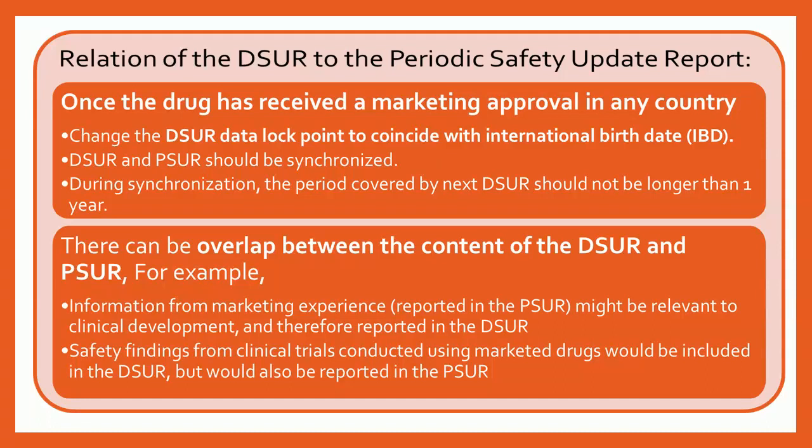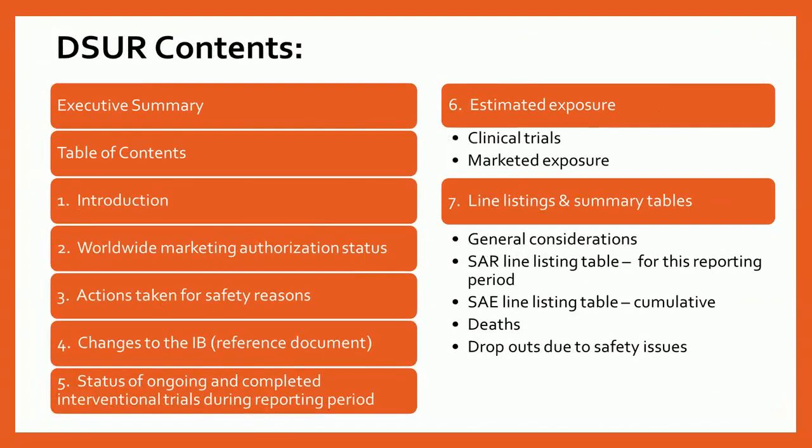There can be overlap between the content of the DSUR and PSUR, and some repetition is expected. For example, information from marketing experience, reported in the PSUR, might be relevant to clinical development, and therefore reported in the DSUR. Safety findings from clinical trials conducted using marketed drugs would be included in the DSUR, but would also be reported in the PSUR. DSUR contents.